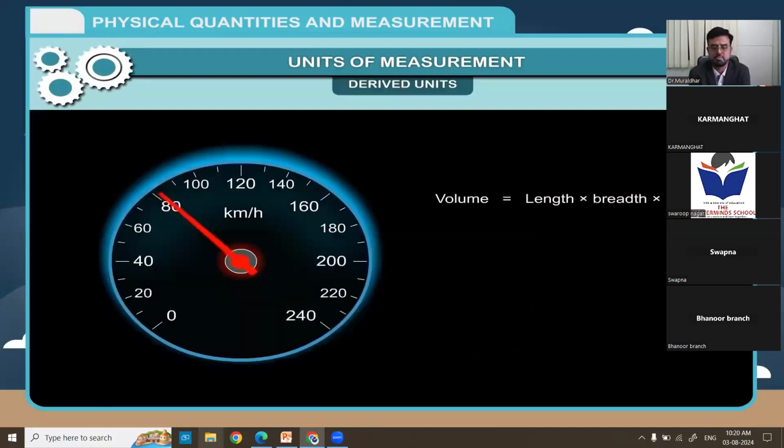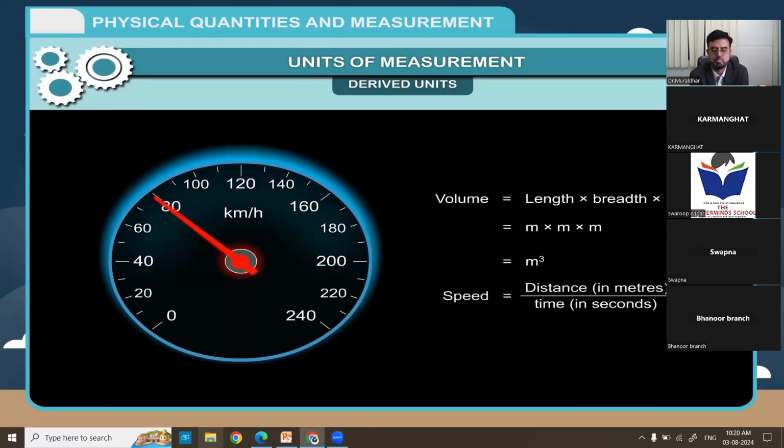Volume is equal to length into breadth into height, is equal to meter into meter into meter, is equal to meter cube. Speed is equal to distance in meters divided by time in seconds, is equal to meter per second.